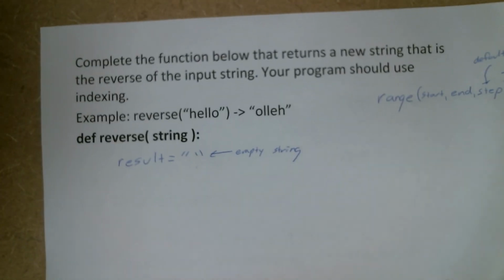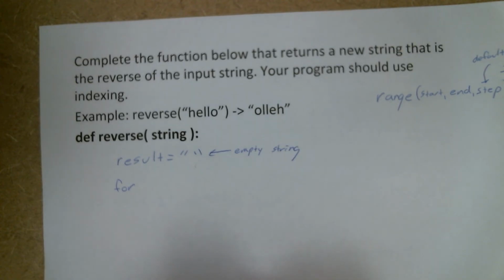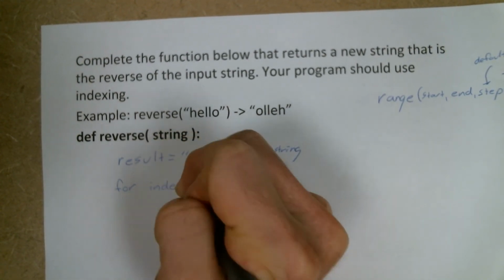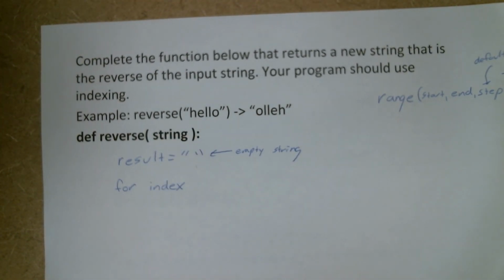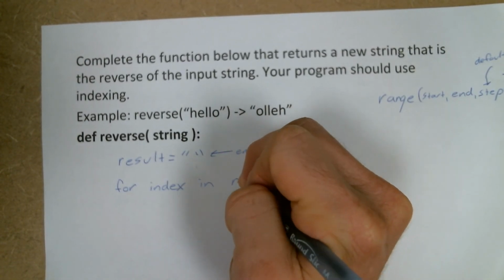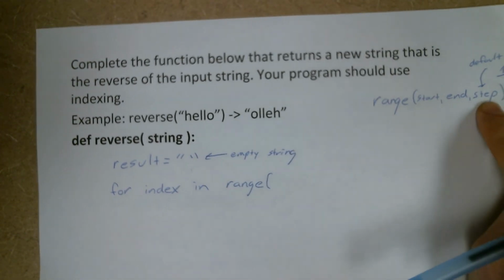Then I'm going to set up a loop that's going to work backwards through the string. So I'm going to say for, because that's the required part. I'm going to call my loop variable index, and again, that could have been whatever I wanted. Then in, that's a required part. And then I'm going to set my range. That's where we're going to take advantage of this step.